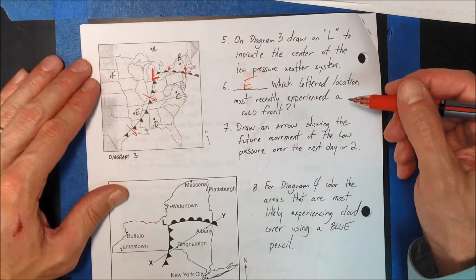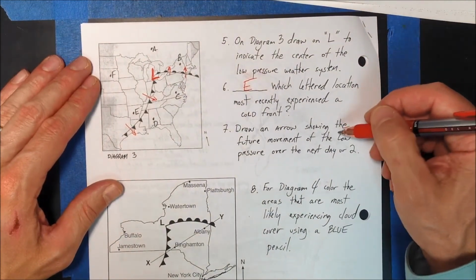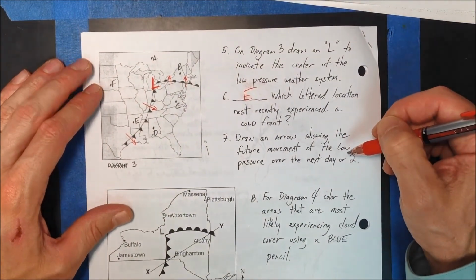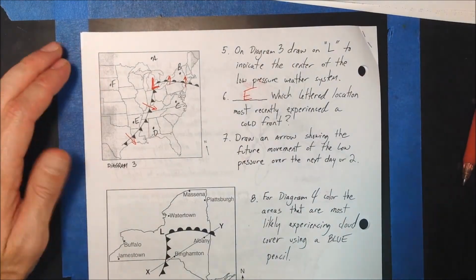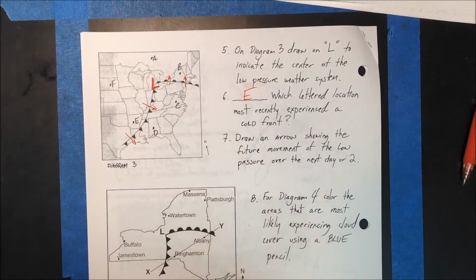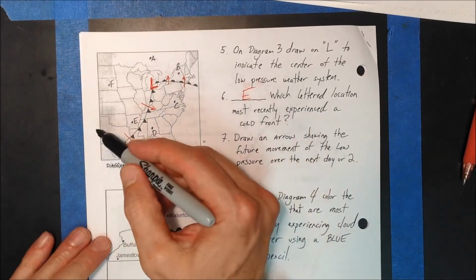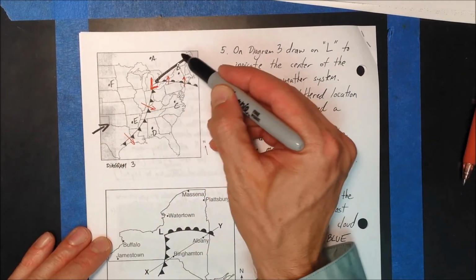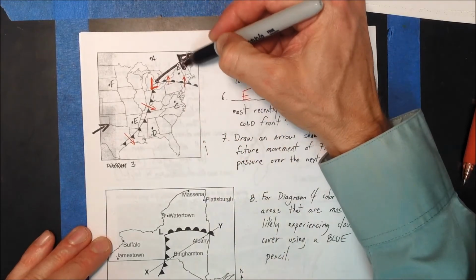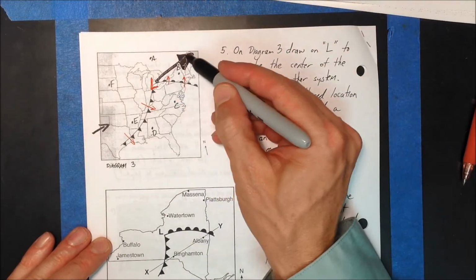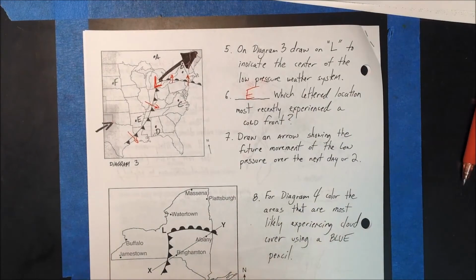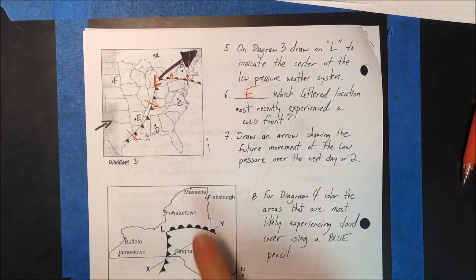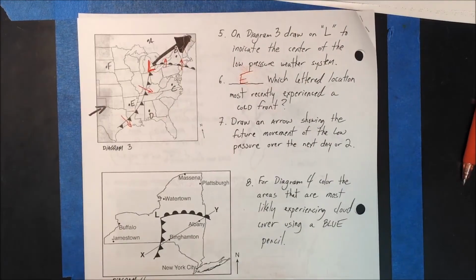That's cold front. Draw an arrow showing the future movement of the low pressure over the next day or two. I will do this with a Sharpie just to have a lot of stuff drawn on here. Don't forget that weather moves this way, from the southwest towards the northeast. So my arrow would go like this. That's the way it's going to move. Good for weather forecasting, especially for us. It's kind of coming our way.